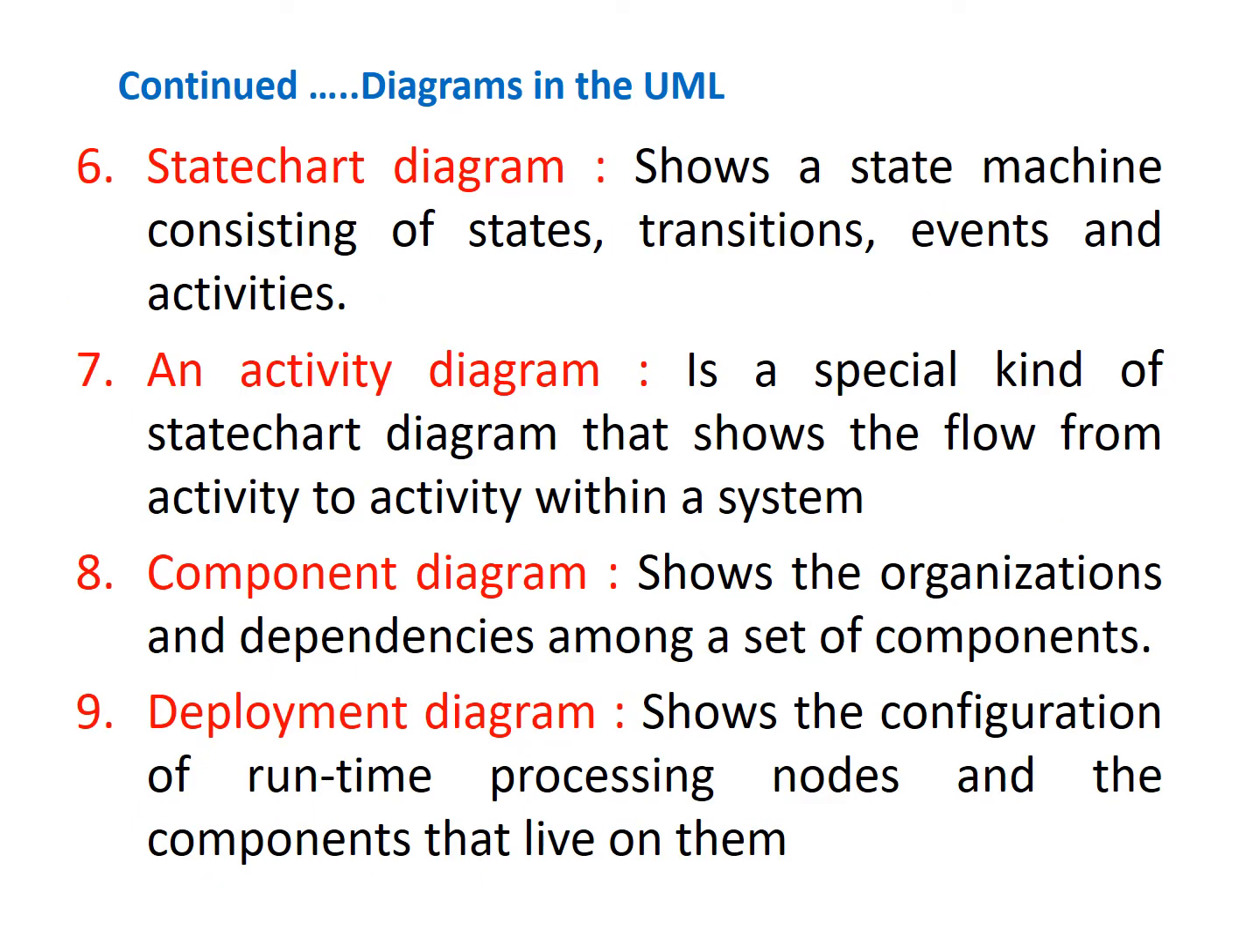A state chart diagram shows a state machine consisting of states, transitions, events, and activities. They are important in modeling the behavior of an interface, class, or collaboration, and emphasize the event-ordered behavior of an object. An activity diagram is a special kind of state chart diagram that shows the flow from activity to activity within a system. An activity diagram emphasizes the flow of control among objects.